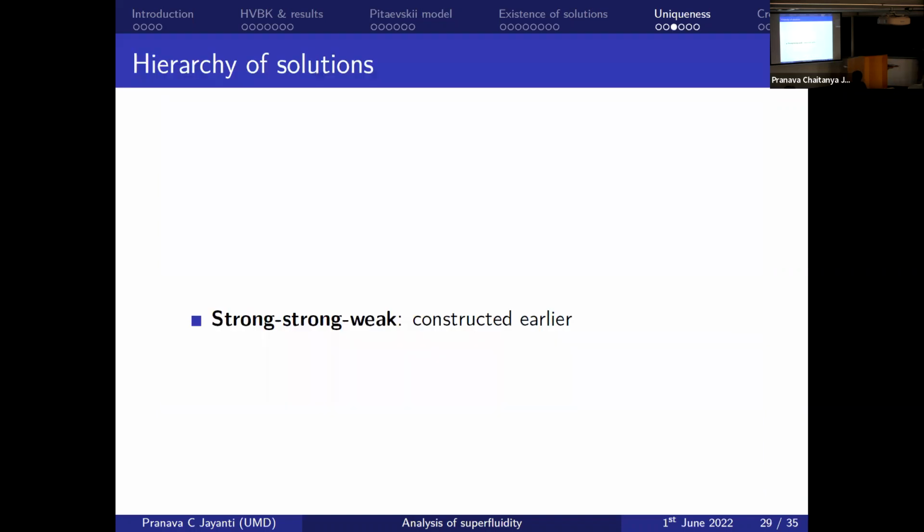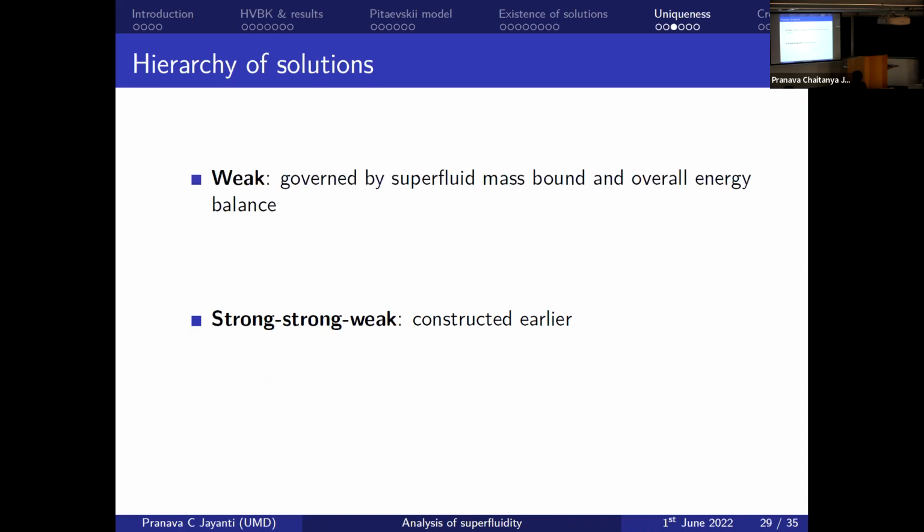So instead, let me explain a hierarchy of solutions here. What we constructed earlier in the previous section, I'm going to call for now strong, strong, weak solutions. Strong in wave function, strong in velocity, weak in density, right? What I just explained in the previous slide are really weak solutions governed by just this energy balance and mass bound. We attempted to show weak-strong uniqueness. So we go all the way down to really strong solutions, very smooth velocity and density. And with that, we tried to couple the weak and strong and try to show a uniqueness theorem. And we don't think that that works.